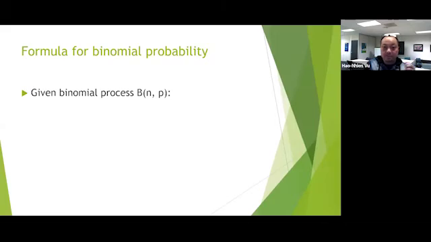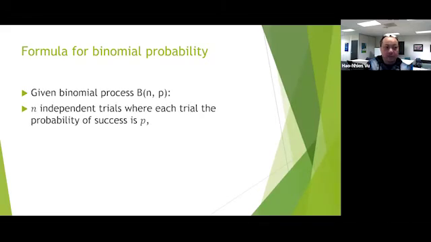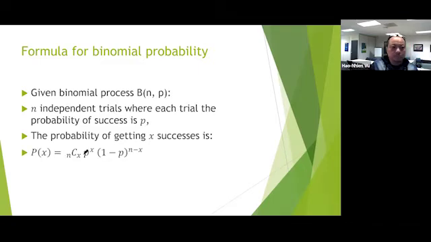Given the binomial process B(n, P), where n is the number of independent trials and P is the probability of success, the probability of getting X successes is this formula, where we have P to the power X for the X successes, times (1 minus P) to the power n minus X, for the rest of them are failures, and then times this quantity for all the different possibilities. So altogether it is n choose X times P to the X times (1 minus P) to the n minus X.